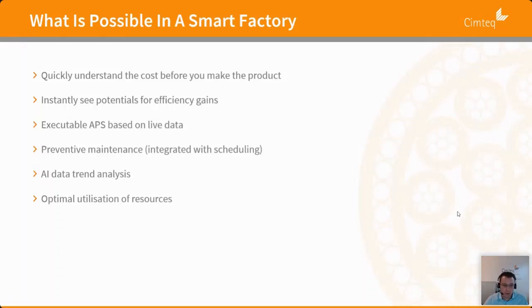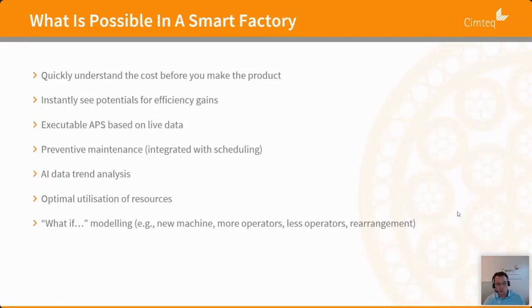And yeah, you want to have optimal utilization of your people. You want them to do the things they're good at, and not to do repetitive data entry tasks, sharing Excel spreadsheets, copy data from one system to the other, and so on. And I mentioned it before, what-if modeling is a very powerful tool. If you have your data model accurately set up, you can simulate the impact of using a machine more, a machine less, employing more operators, and so on.